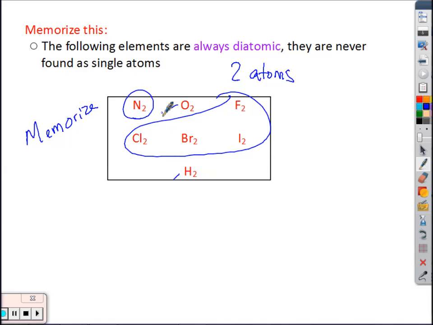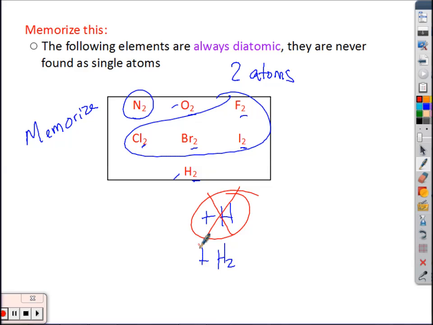If you have a single replacement happening, and it forms chlorine, or it forms hydrogen, or forms oxygen, make sure that you include the 2 so that you're balancing your equation correctly. Don't just write it plus H. You have to write plus H2. This one would be incorrect.